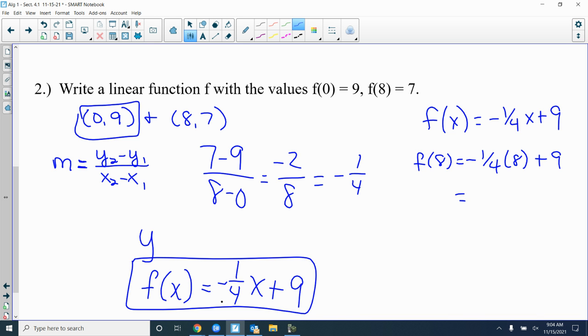Well, negative 1/4 times 8. Anybody know what that is? Or use your calculator. Negative 1/4 times 8 gives me, Maddie? Negative 2. And then what's negative 2 plus 9? 7. So that means when I plug in 8, I get back 7. That better happen. When I plug in 0, I better get back 9. So we're finding this function that gives us these points.